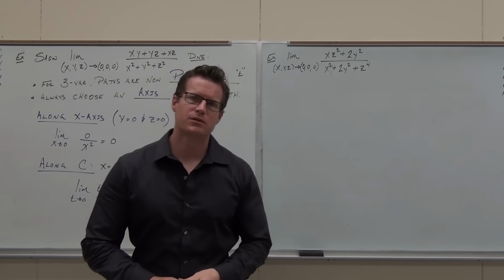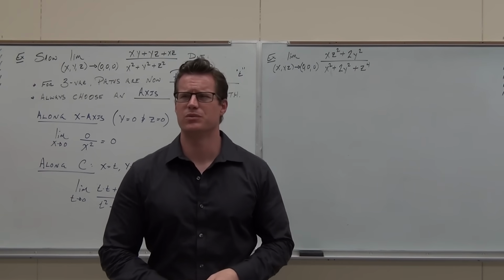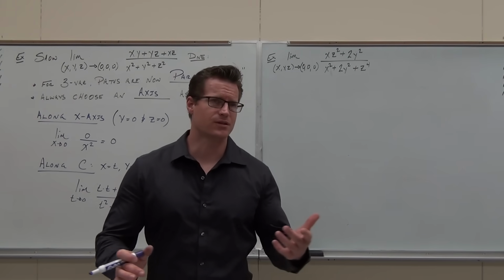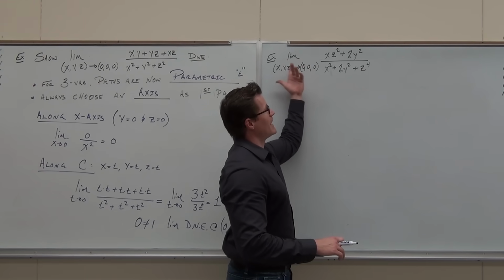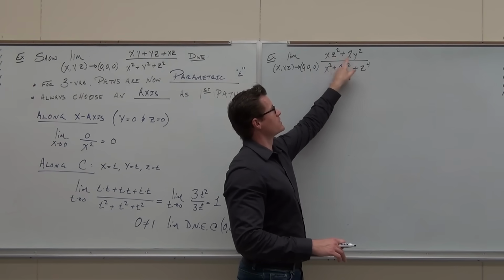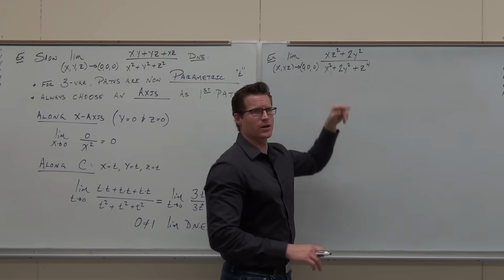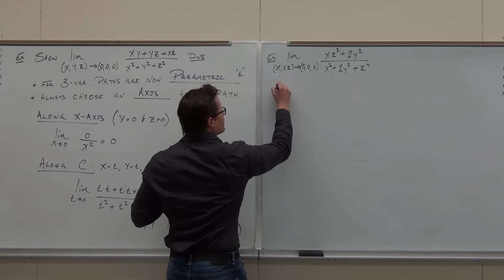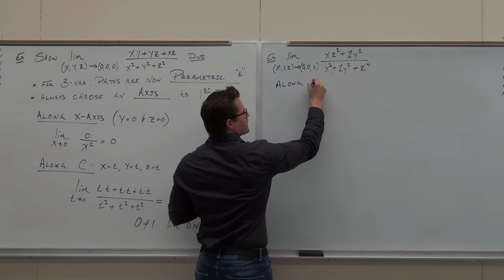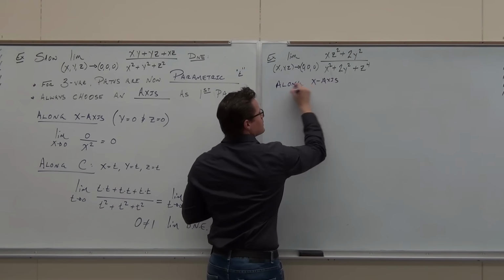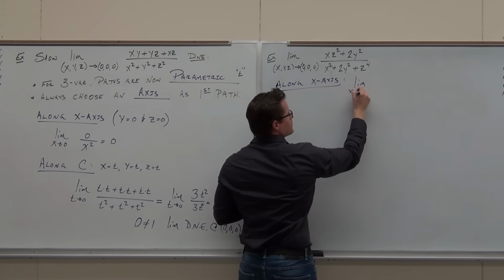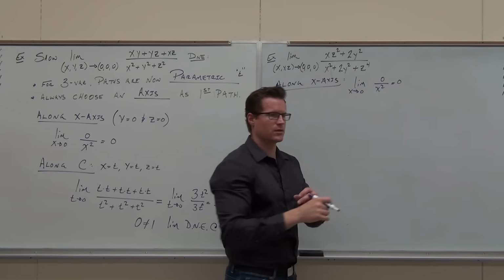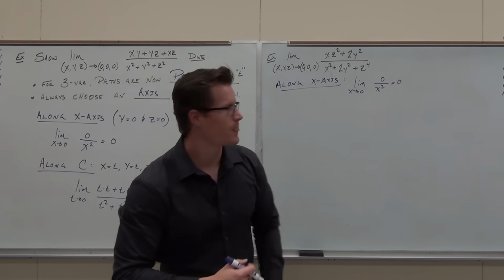What would you do first? If I wanted to prove this doesn't exist, what would you do first? Go along an axis. So you'd do maybe the x-axis, you'd get y equals 0 and z equals 0. You get 0 over x squared, you'd still get 0. Do you guys see what I'm talking about? So along the x-axis, we would get the limit as x approaches 0 of 0 over x squared, and that's 0. That's an easy one. You pretty much always do that.